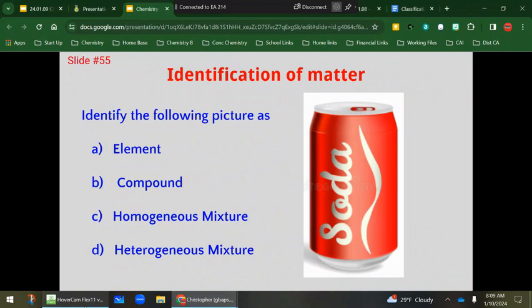Are we talking about the can or are we talking about the soda? Okay, great point. What are we talking about? Give me your answer and tell me what you're talking about. I'm talking about the soda. The stuff on the inside, the soda in the can, is a homogeneous mixture. But what would the entire picture be if you separated it? You could say it's heterogeneous because the can is on the outside and the soda is on the inside.